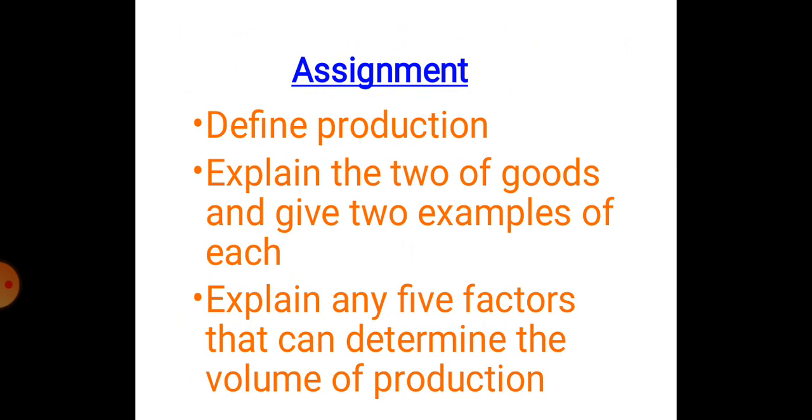This is our assignment, which should be done immediately after watching this slide in our Google Classroom. Number one, define production. Number two, explain the two types of goods and give two examples of each. Number three, explain any five factors that can determine the volume of production.